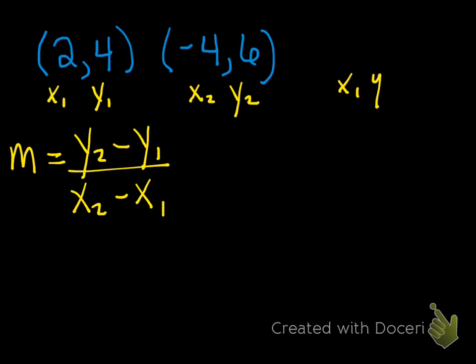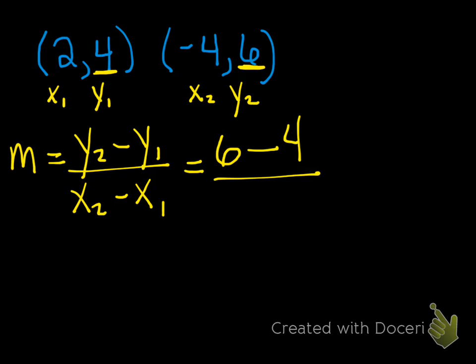Okay. Alright, so all you're going to do from here is you're just going to plug in your points. Okay, so y2 is 6, so it's 6 minus y1 which is 4, 6 minus 4, and then your x2 is -4 minus your x1, which is 2. Okay, so we get 6 minus 4, which is 2.